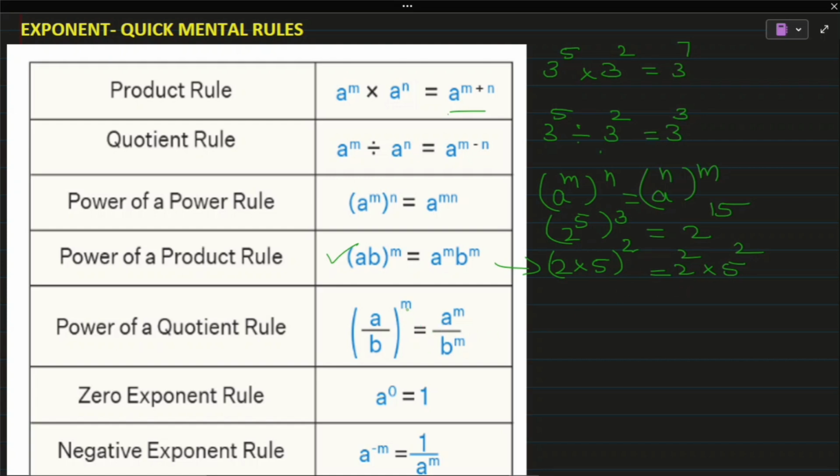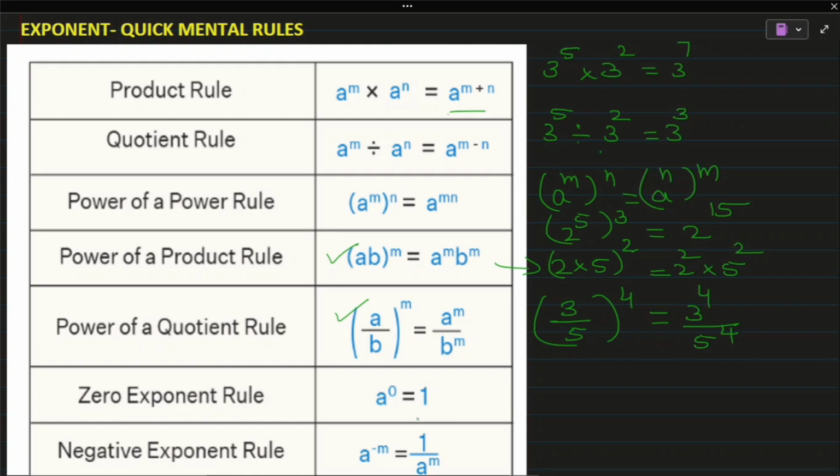Now for division also, common power, a by b whole raised to m. You can give the power separately: the numerator becomes a raised to m and the denominator becomes b raised to m. For example, 3 by 5 whole raised to 4 you can write as 3 raised to 4 divided by 5 raised to 4.